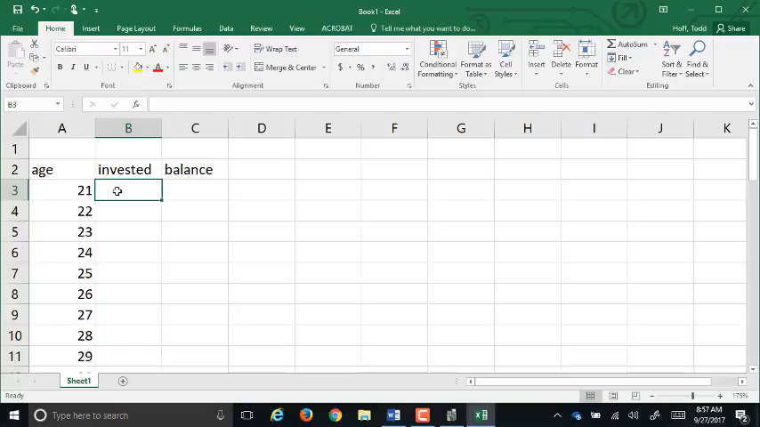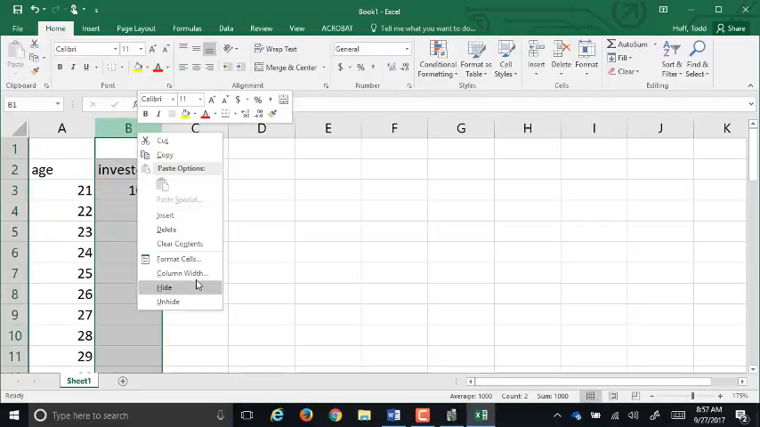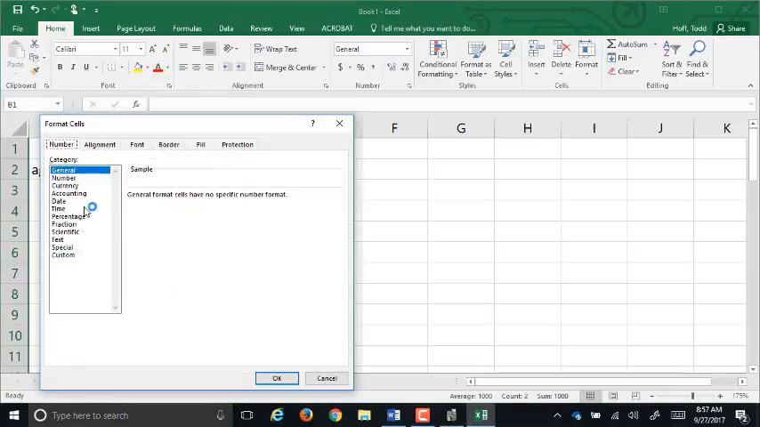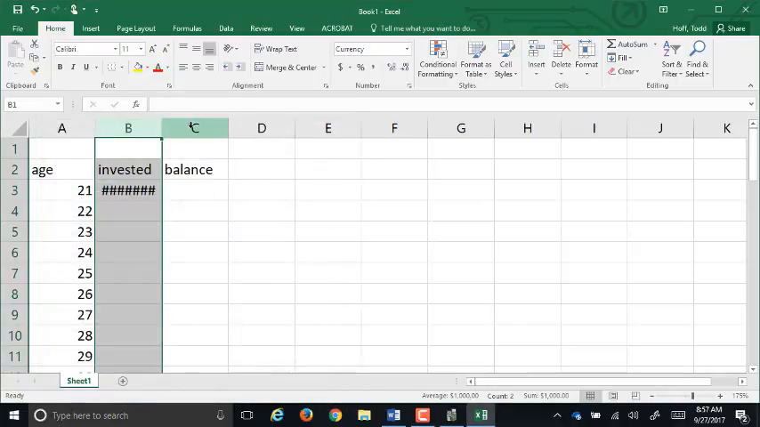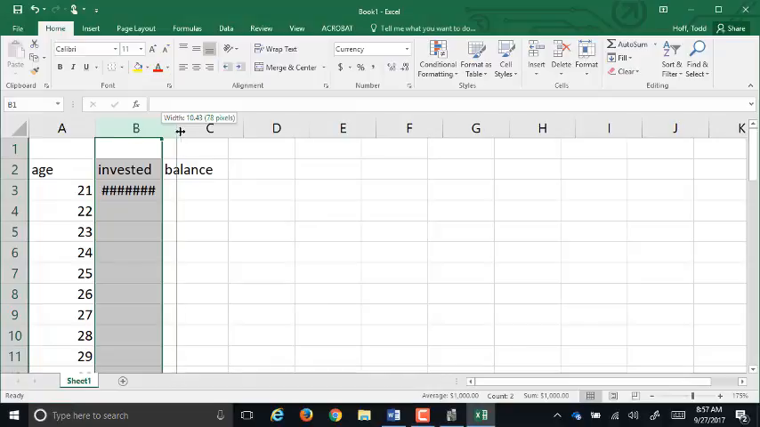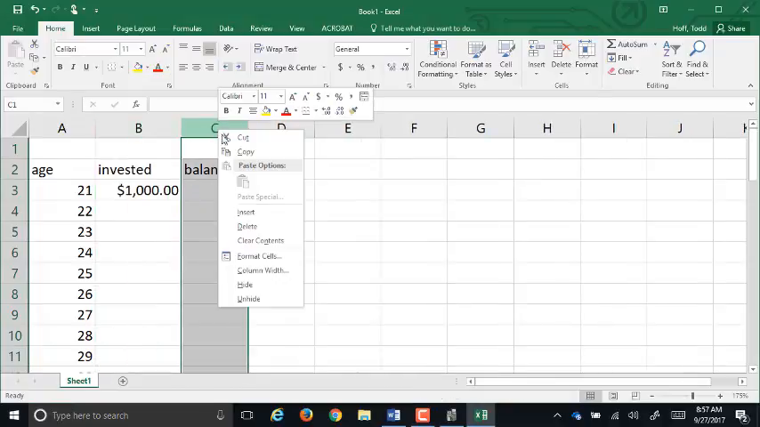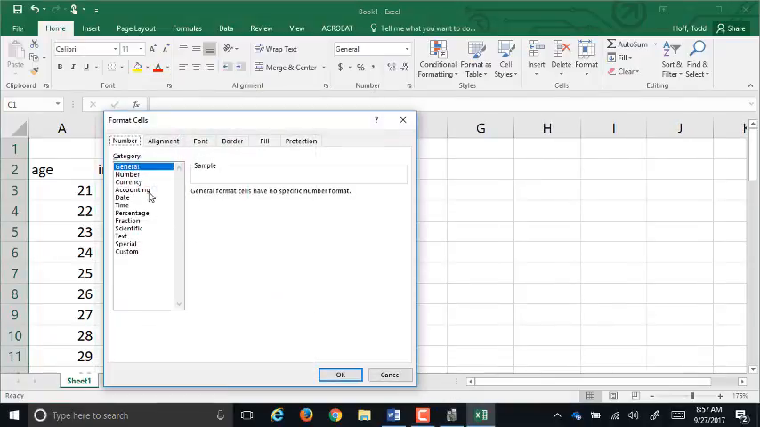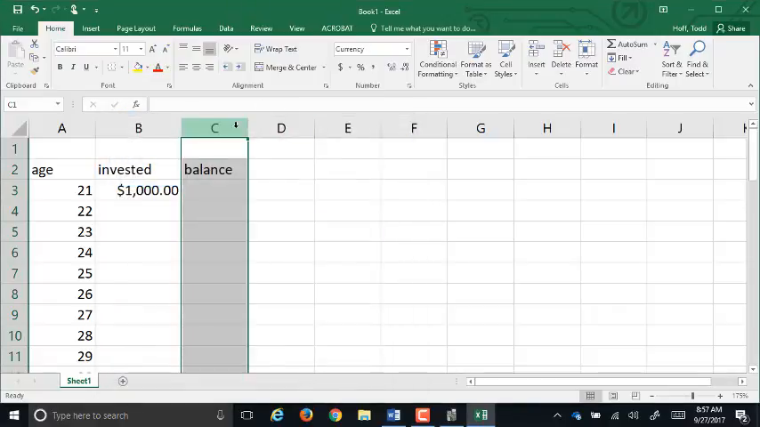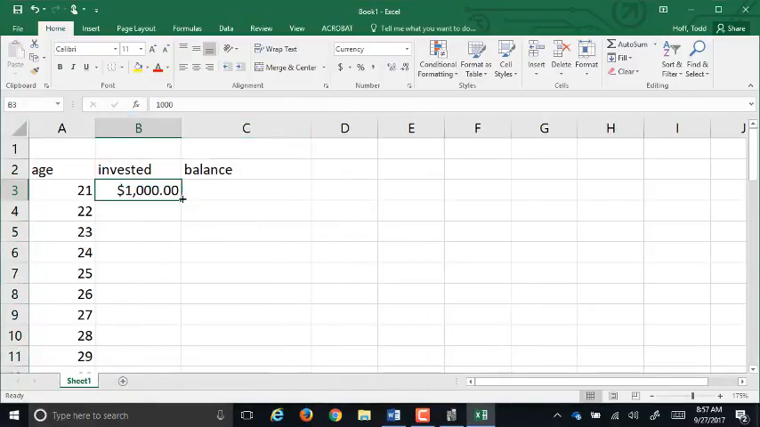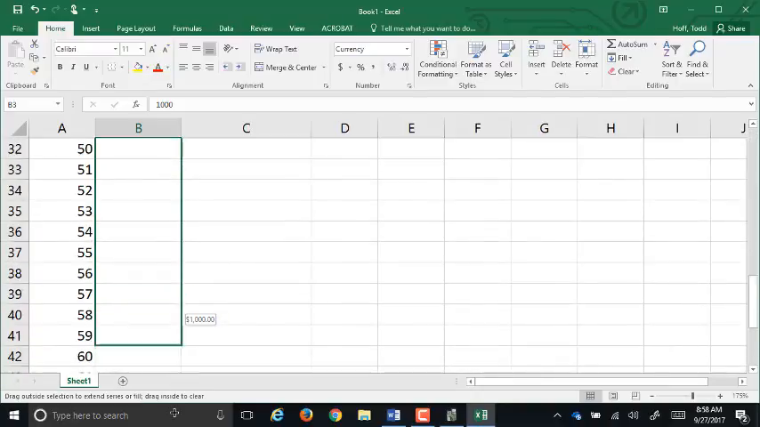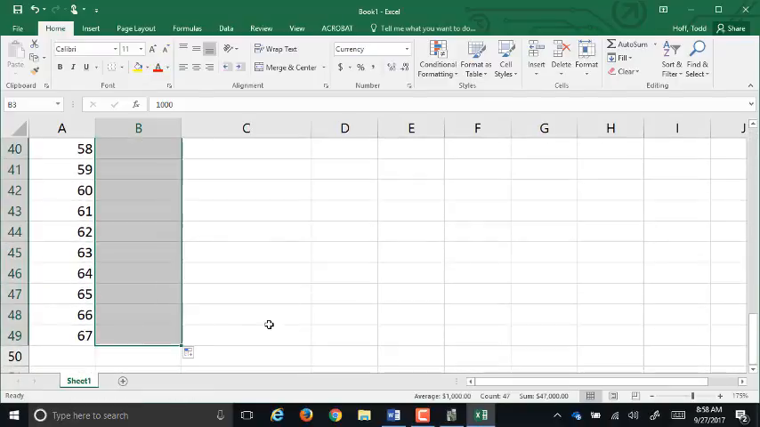You said 5,000 might be a little tight. How much do you think you could put away every year? 1,000? So you put away $1,000. Let's say you put away that $1,000 a year starting at 21. You go to 67.